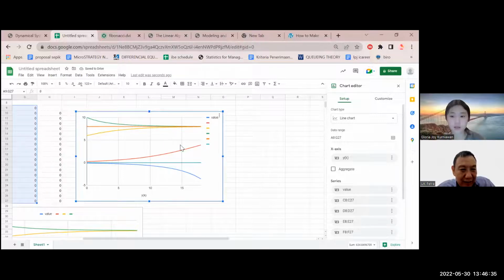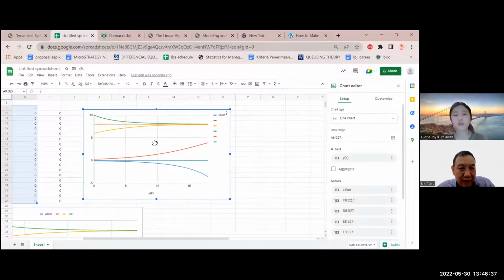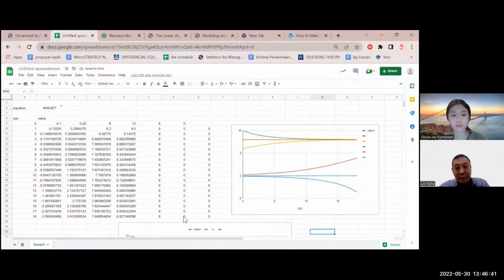Zero is unstable in this case. So you can see the stability, right? Okay. Very good, very good. Is there any question about this? I think it's clear.